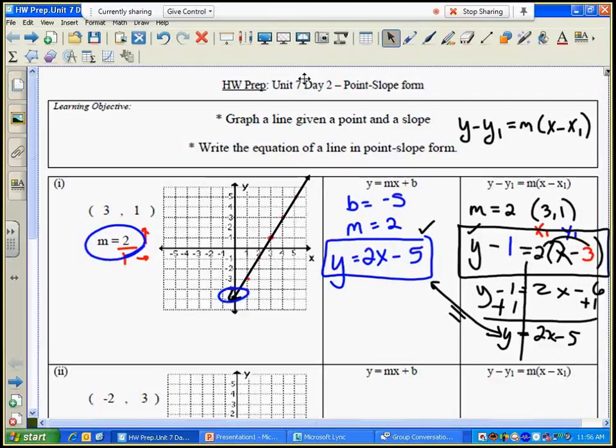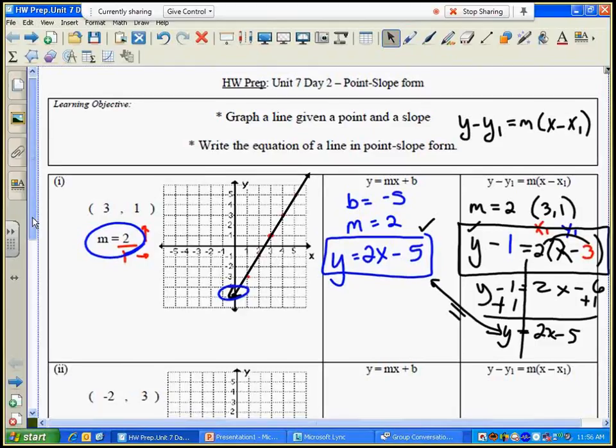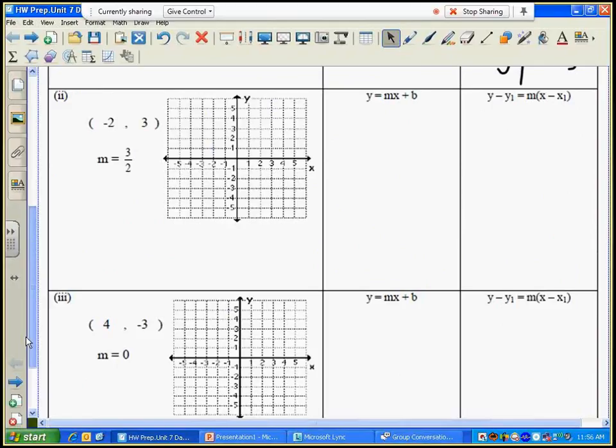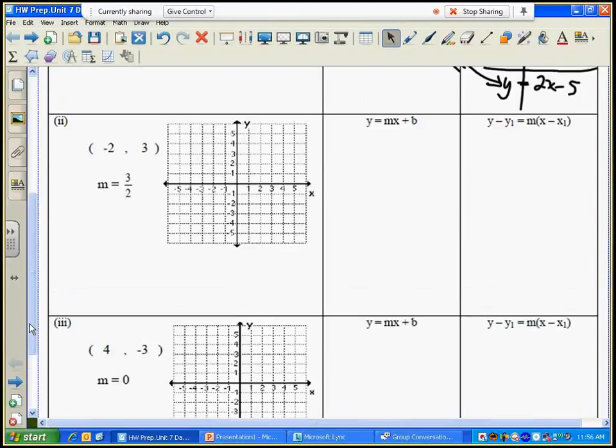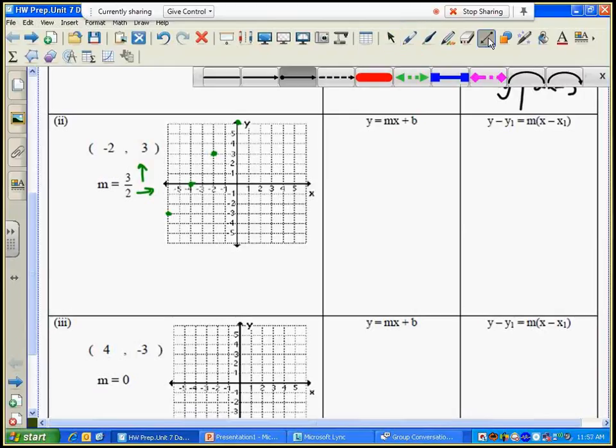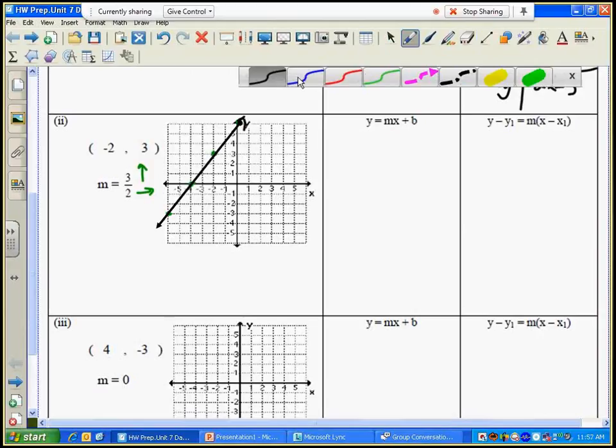Okay, let's take a look at number 2. Let's do an example. Here I have -2, 3 and the slope, 3 halves. Copy that down for me. And let's plot this point. -2, 3 is here. And from that point, I'm going to do a slope of 3 over 2. So that means I'm going to go up 3, right 2. Okay, so let's do that. That also means I could go down 3, left 2, and begin generating some other points. That is the line that goes through the point -2, 3 and has a slope of 3 halves.